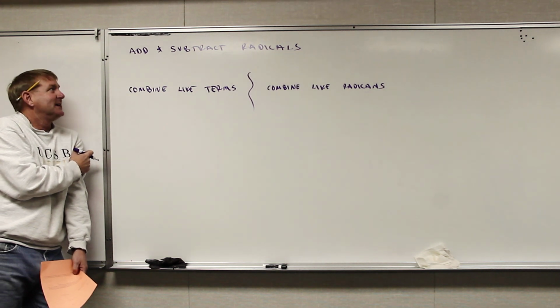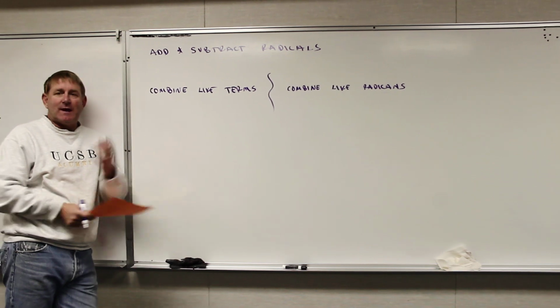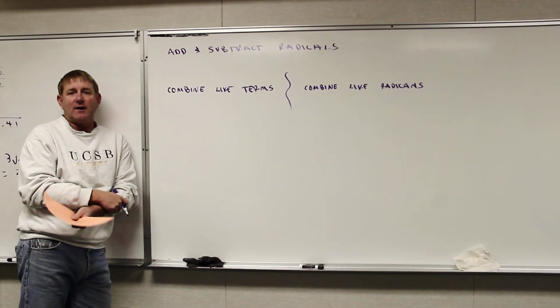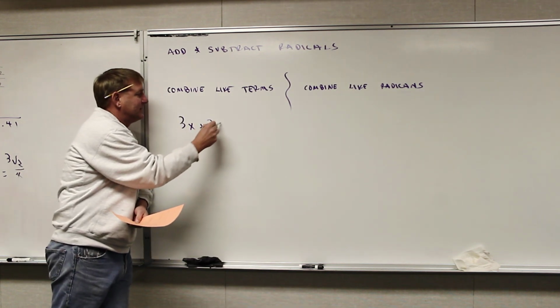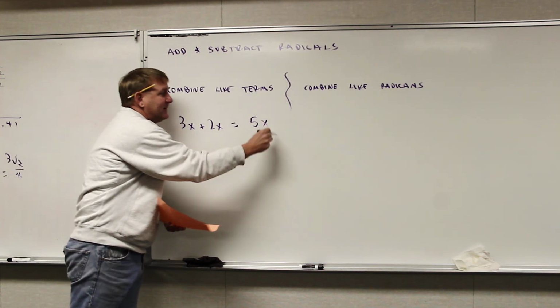Okay, the lesson for today is to add and subtract radicals. And adding and subtracting radicals is really the same thing as when you added and subtracted algebraic expressions. So remember when you used to combine like terms. If I said, what's 3x plus 2x? You tell me that the answer to that was 5x.